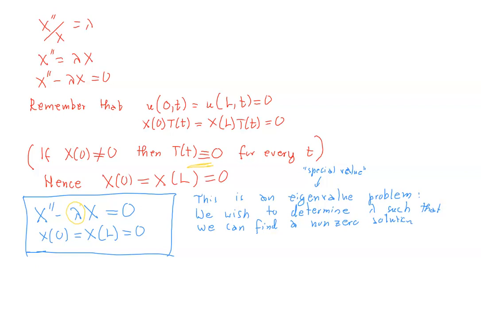So how do we proceed? Well, we know how to solve this equation. It's an equation of the second degree. What is the auxiliary equation? The auxiliary equation will be r squared minus lambda, not r, is equal to 0. Okay, and can anybody tell me what are the roots of this equation?